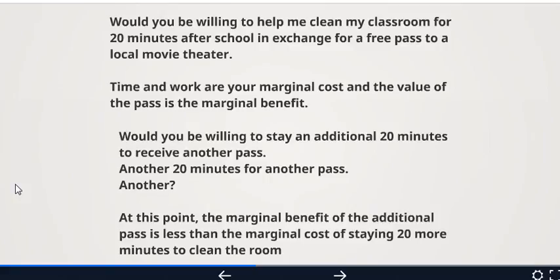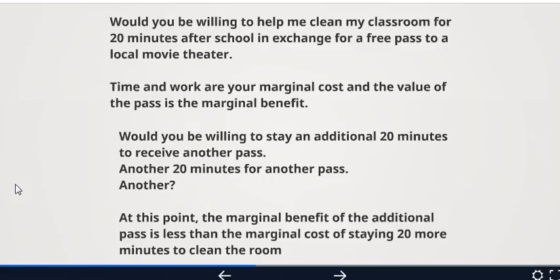Your time and your work are your marginal cost. The value of the pass is the marginal benefit. So we have marginal cost and marginal benefit. Time and work are the cost. The pass, the movie ticket, is the benefit. Okay? Now, would you be willing to stay an additional 20 minutes to receive another pass?